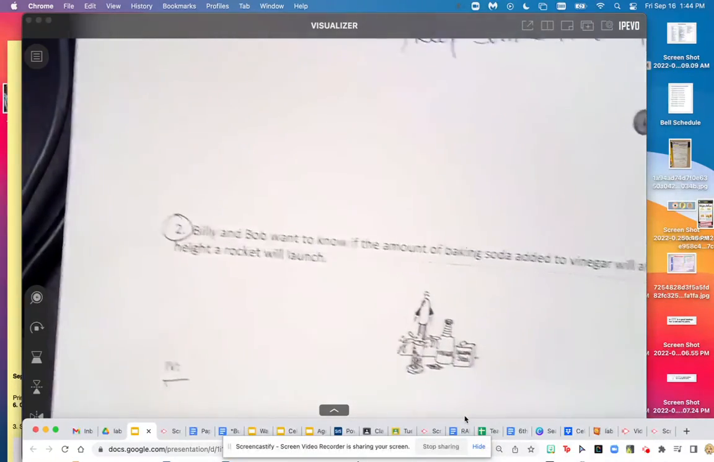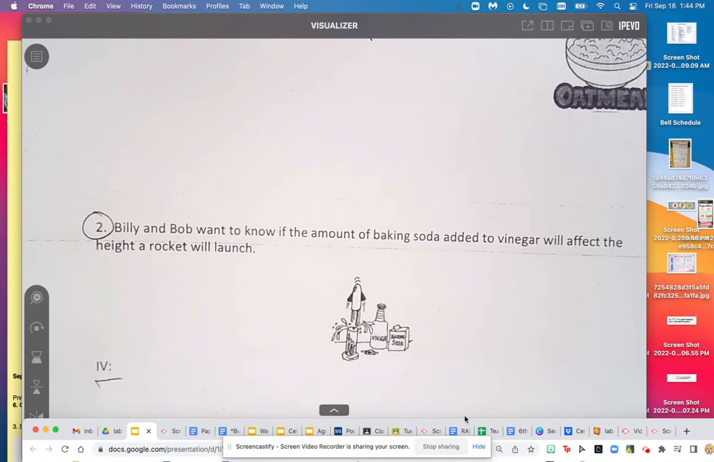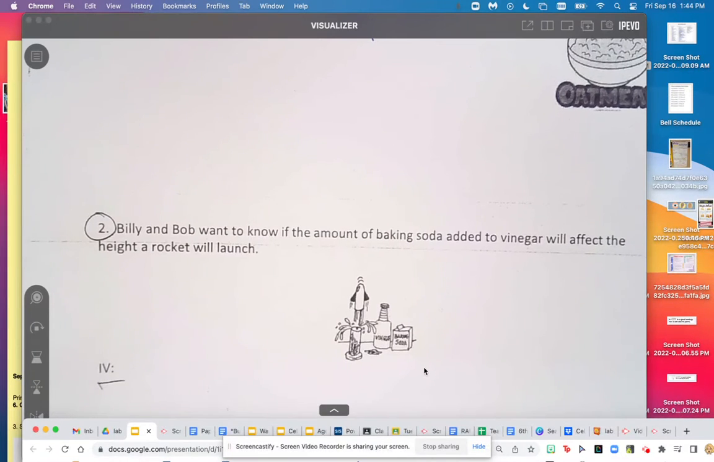Okay, let's do the next one. The next one is Billy and Bob want to know if the amount of baking soda they add to vinegar will affect the height of a rocket launch. So I don't know if you've ever done this before, but if you combine vinegar and baking soda and shake it up a little bit, it can fly like a little water bottle rocket up, or a cap of some kind, because the combination of that creates enough gas and momentum of the liquid and the material to be able to push something into the air.